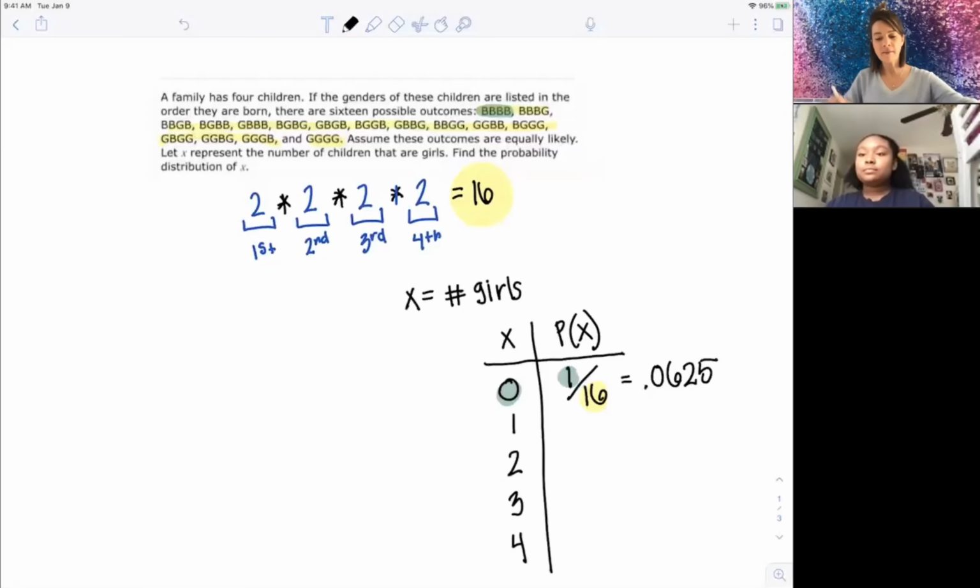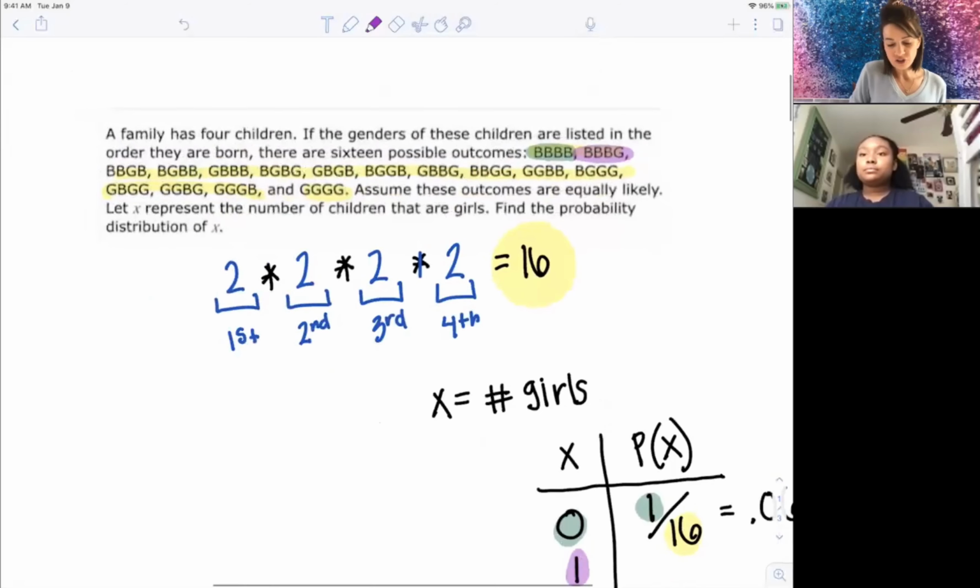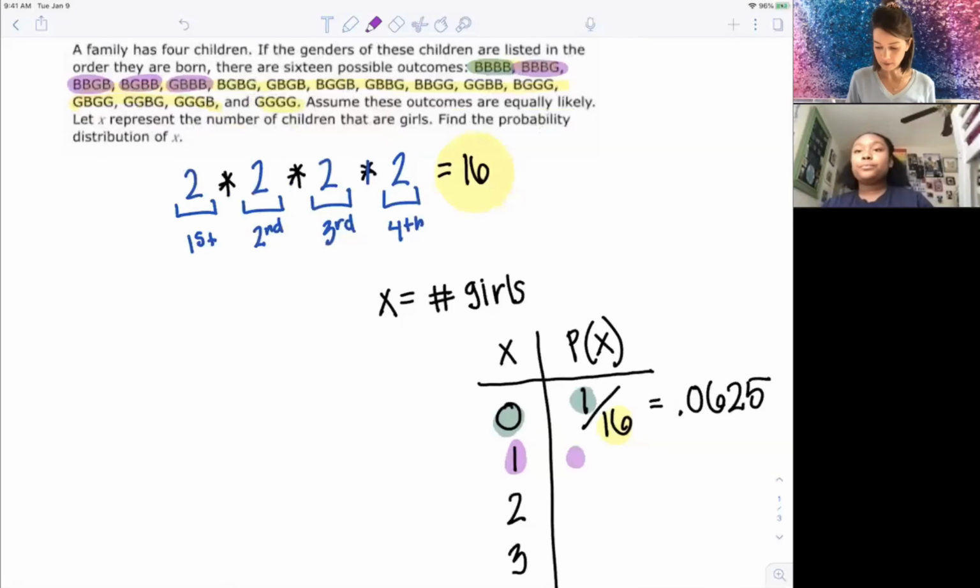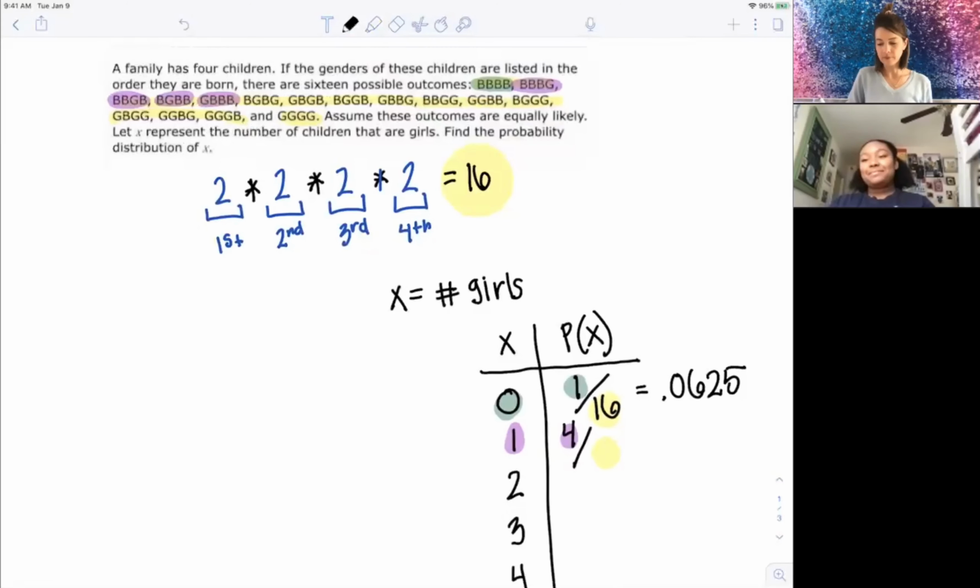Okay, let's now look at a family that has one girl. So if there's one girl, that girl could be the youngest. I'm going to highlight in purple, see this family? Or she could be the second youngest, the second oldest, or the oldest. So how many total ways are there to have one girl in this family of 4? 4. Out of how many possible ways to have a family? 16. And so when we divide that, we get 25% or 1/4.